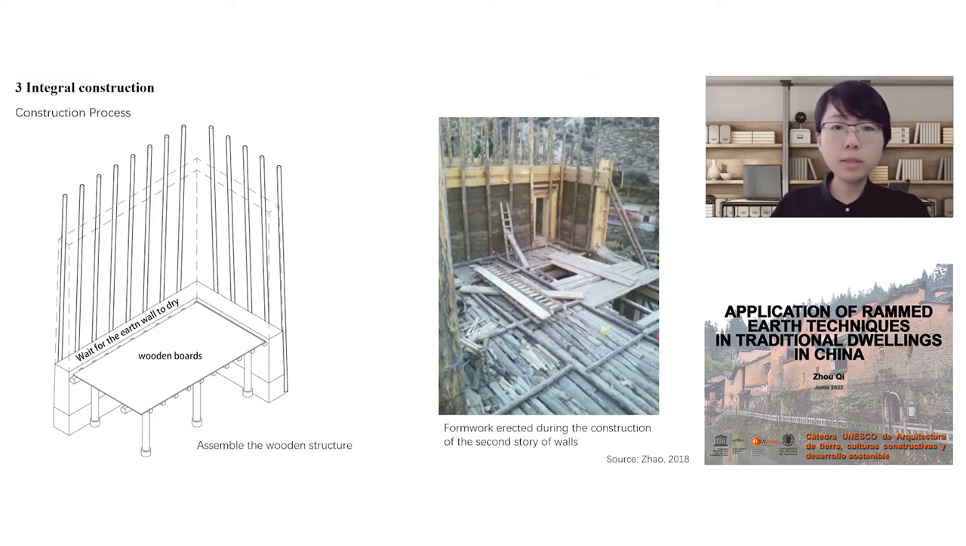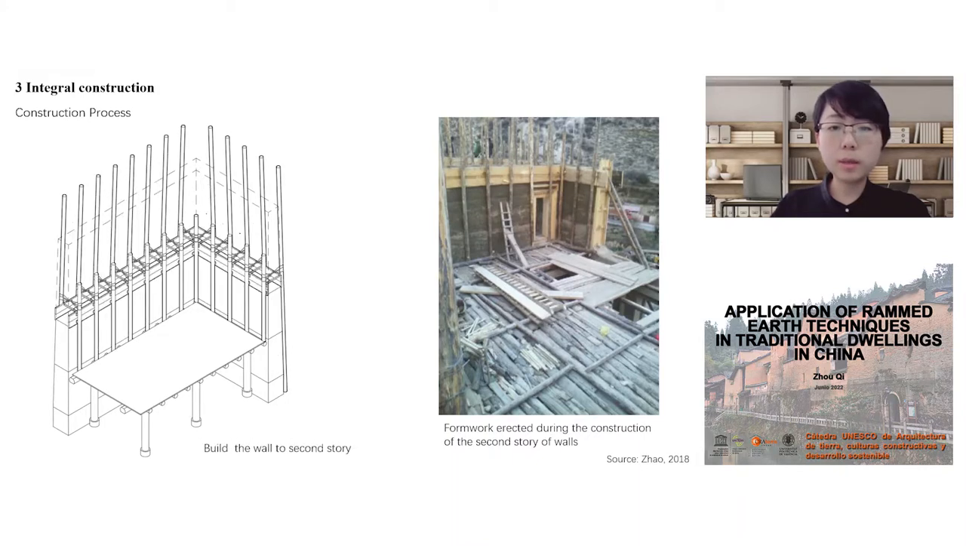Before building the second story of the wall, it's necessary to remove the floating earth on the top surface. Use the sharp end of the rammer to form some concaves and spray some water to humidify the joint surface to increase the contact between the upper and lower stories.